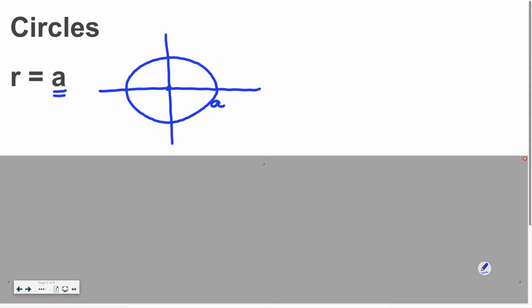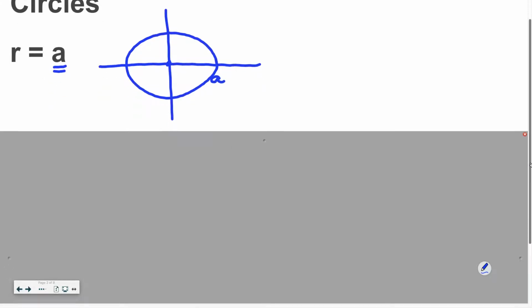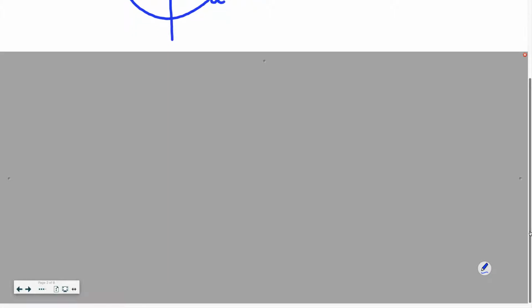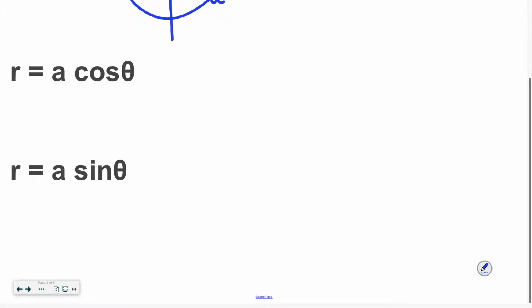Now, we had two other types of circles, and they looked like this. I'm going to give you 60 seconds to discuss with your pod what these circles looked like, if you can remember.